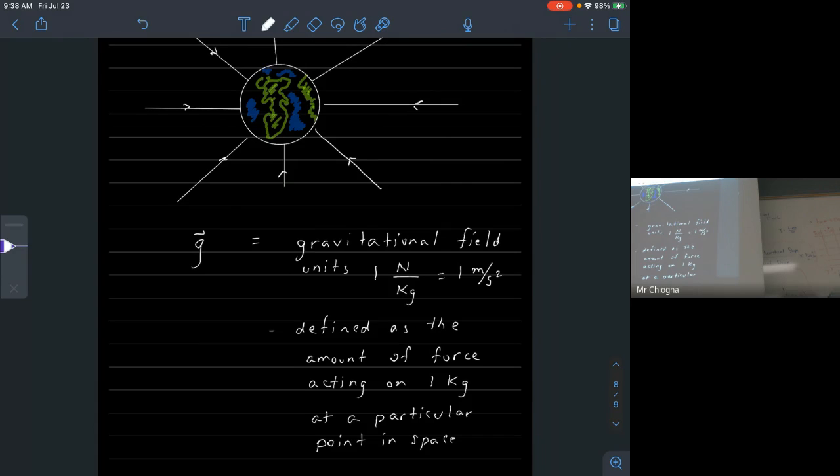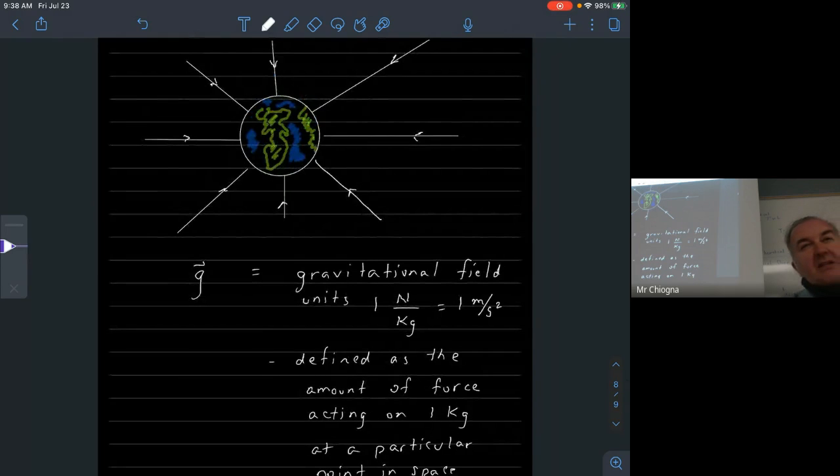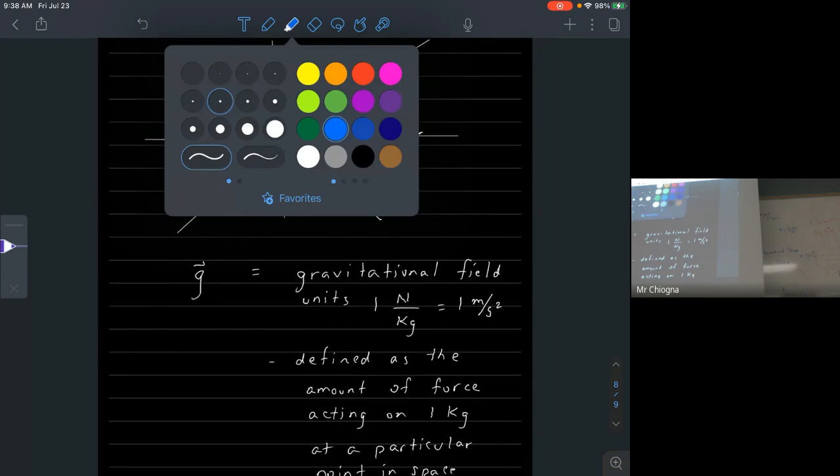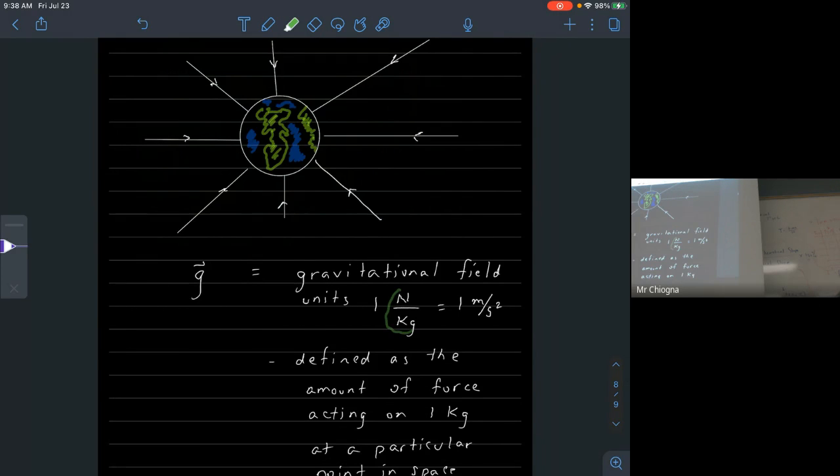Okay, so what is that really? Essentially, it's just the acceleration due to gravity at different points in space, expressed instead of meters per second squared, expressed as newtons per kilogram. It's essentially the same thing. Okay, it's just expressed in a different unit.